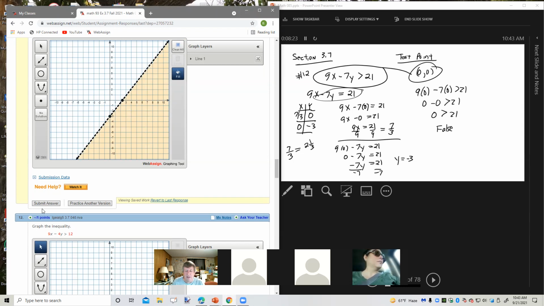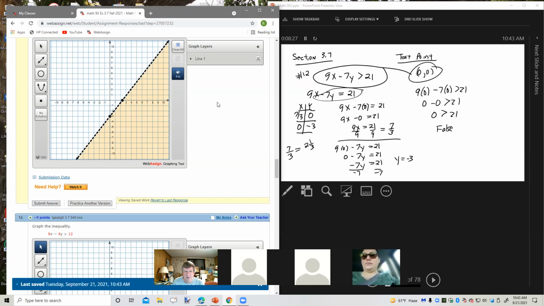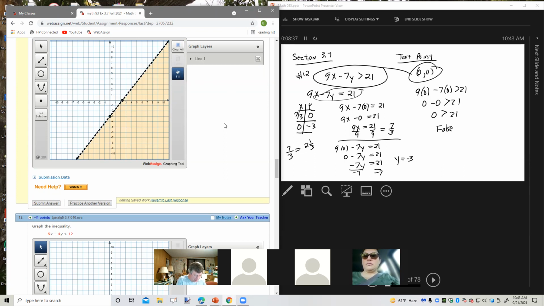It includes the dashed line or dotted line and shaded below it. Now, I'm not going to click submit answer because I'm using a grid that's not this particular problem. So if I click on it, it's going to say it's wrong, but this would be the correct solution. Any questions about this particular problem? All right, I'm going to clear it.